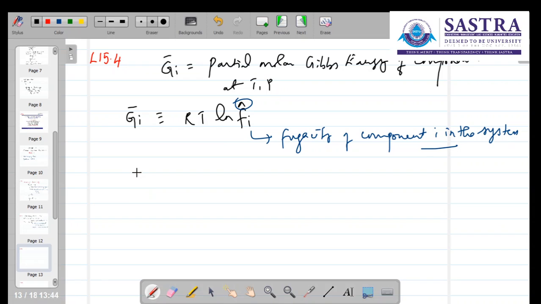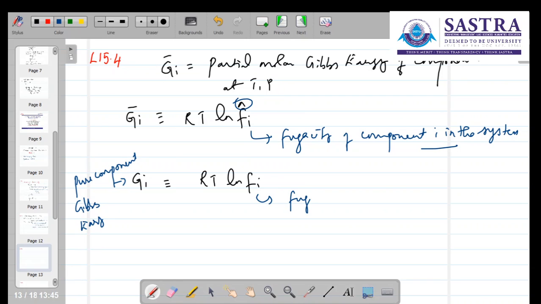And compare this with the pure component Gibbs energy. The pure component Gibbs energy can also be written as proportional to RT ln f i. In this case, this is the pure component Gibbs energy, and this is the fugacity of pure component i at the same temperature and pressure.